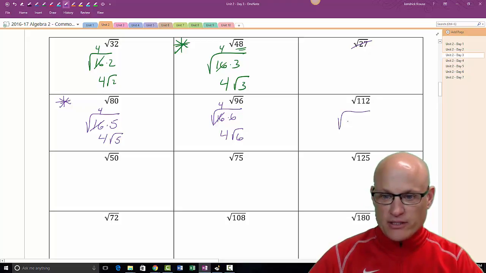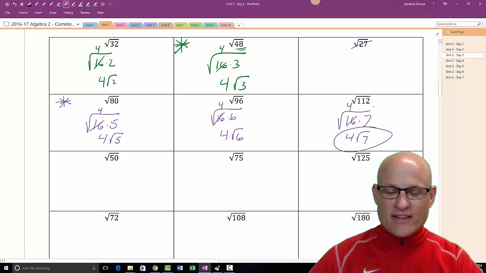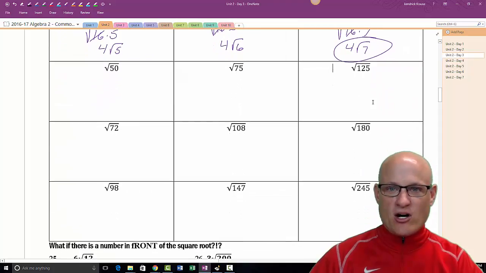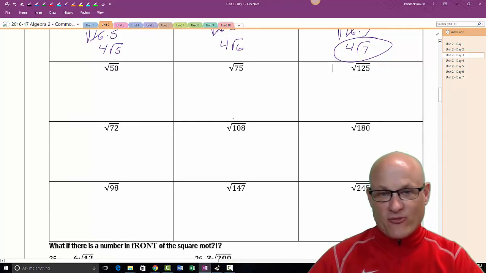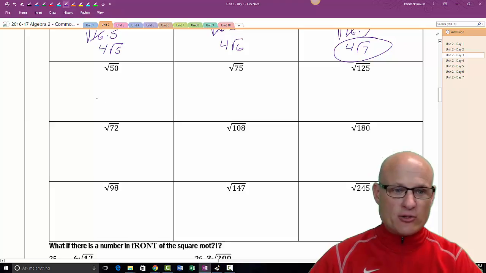And then this would be 16 times 7. Square root of 16 is 4, so 4 square roots of 7. Now the next groups are really easy. They end in a 5. If they end in a 5, there's a really good chance 25 goes into it.